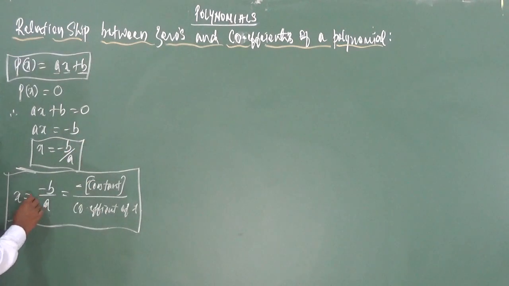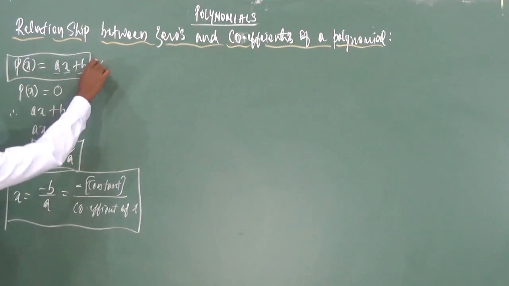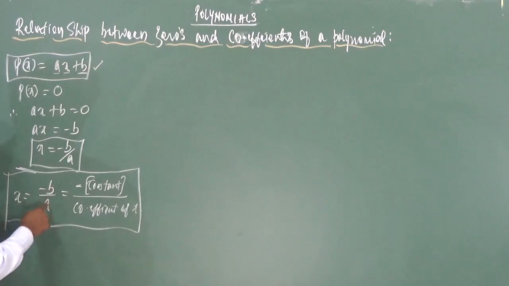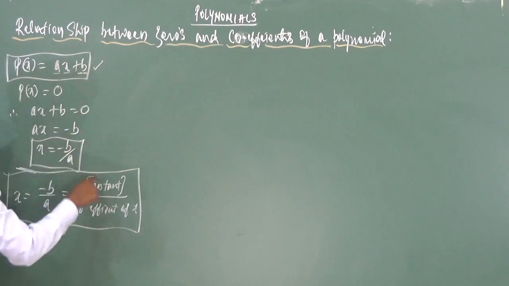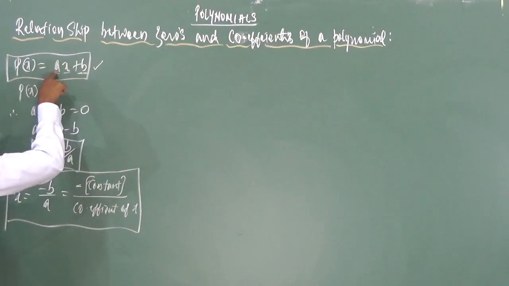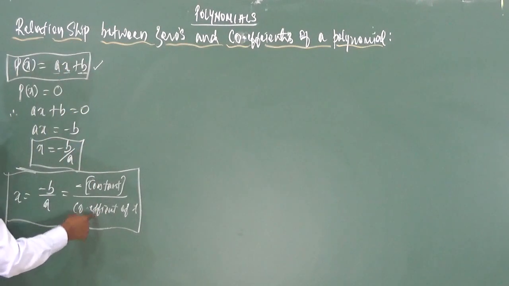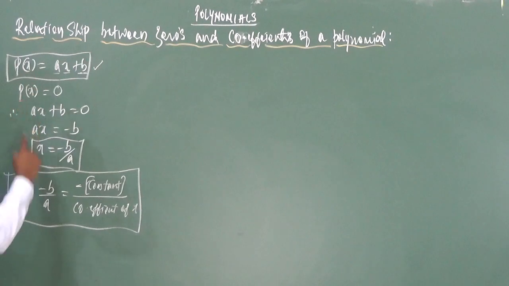So this is the relationship between the zeros. That is, this is the 0. x is equal to minus b by a is the 0 of this linear polynomial. So how we get the 0 is, in this polynomial, if you take the negative of the constant and divide that by the coefficient of x, we get the 0 of a linear polynomial.